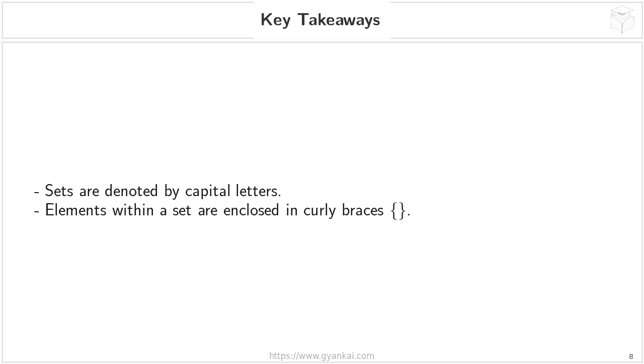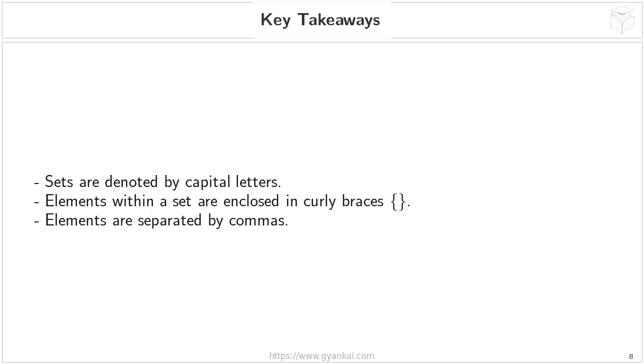Next, and this is crucial, the elements that belong inside a set are always enclosed within curly braces. Think of them as the boundaries of the set. So, we write them like this: open curly brace, list the elements, and then close curly brace. And within those curly braces, we separate each individual element with a comma. This tells us that each item listed is a distinct member of the set.